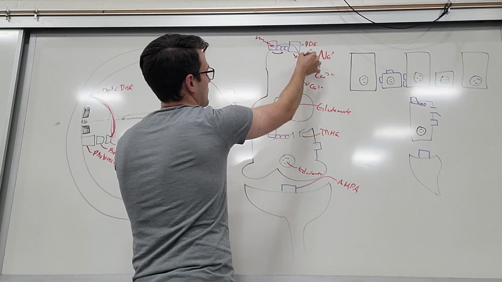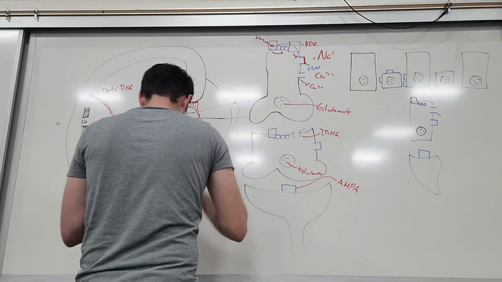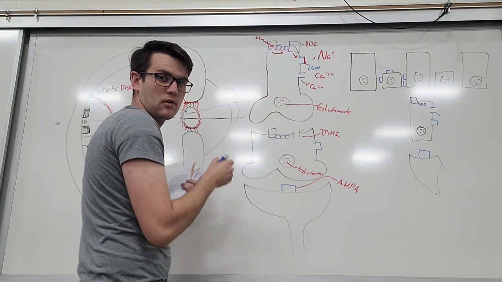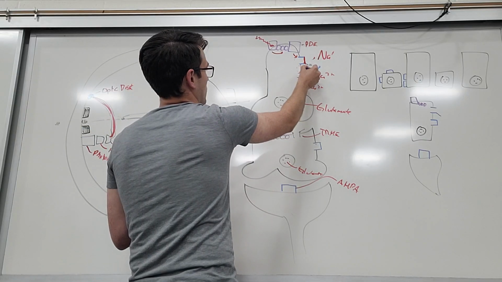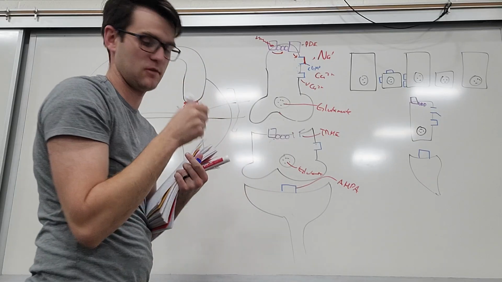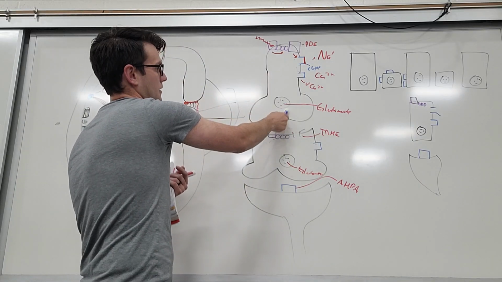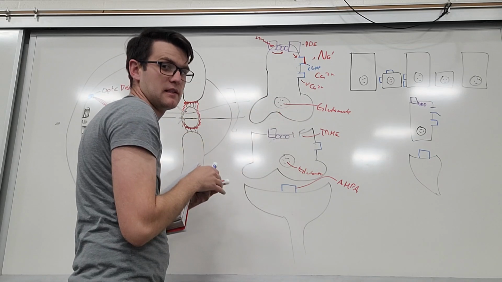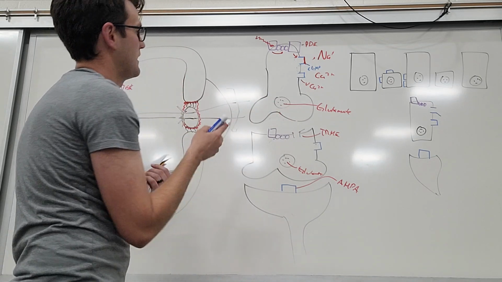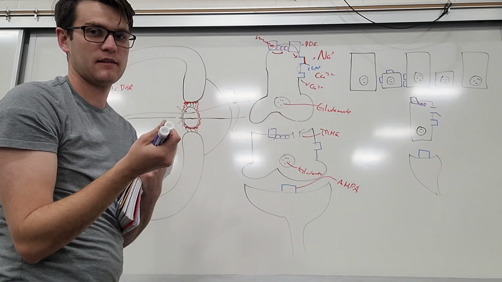And since no sodium can get in, there's no depolarization, and if there's no depolarization, then no calcium channels are opened, and no calcium is able to get in, which means no glutamate gets released. So that's how light induces less glutamate.